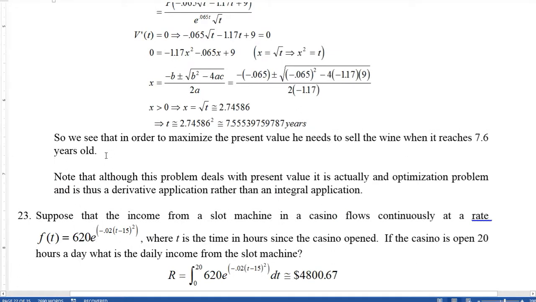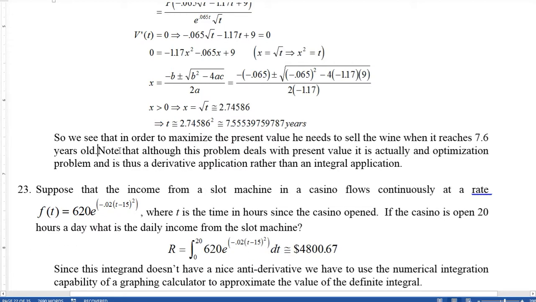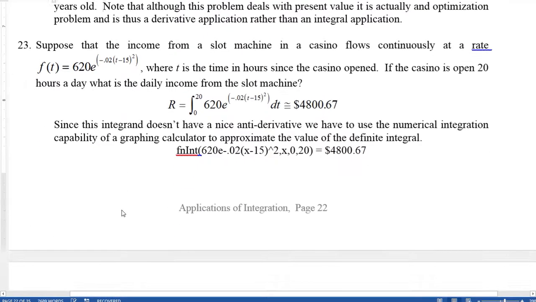Let's see if I can pull that up to that page. There we go.